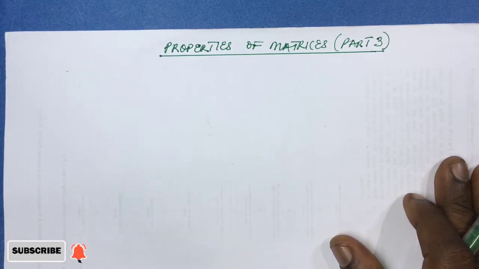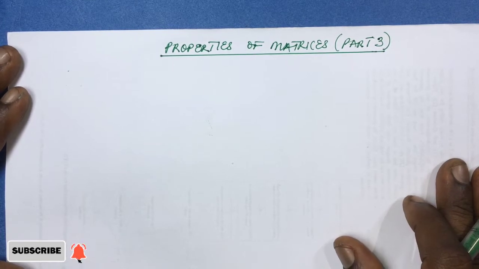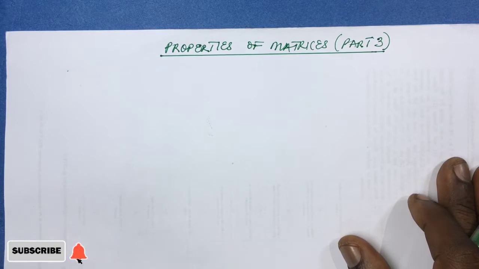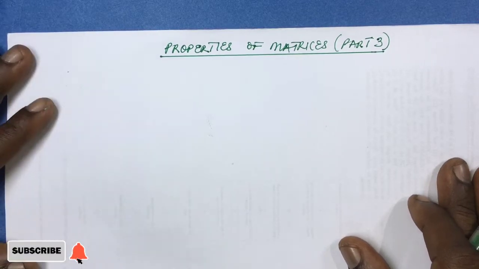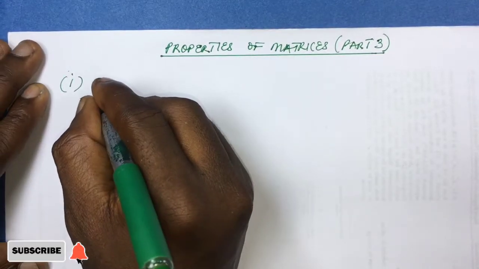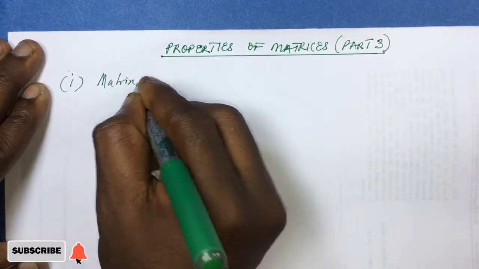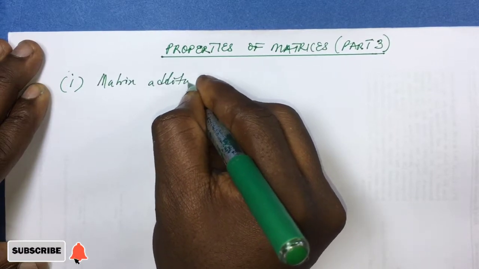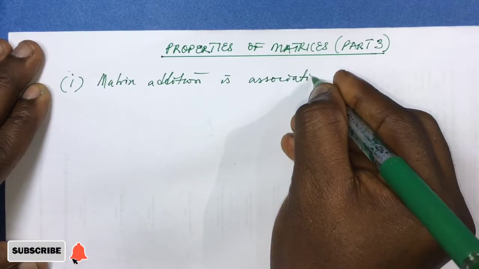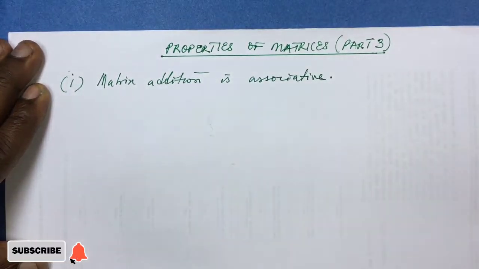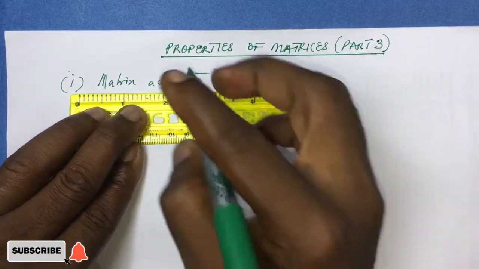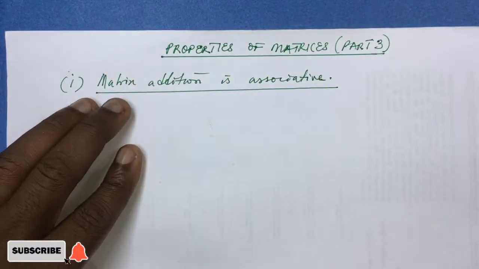So let us go to properties of matrices part 3. In this video, I'm going to be looking at two properties. Property number 1 and property number 2. Let's start with property number 1. Property number 1 in this video states that matrix addition is associative. Matrix addition is associative, okay? So that is the property we want to prove. So I'm going to write here, matrix addition is associative.